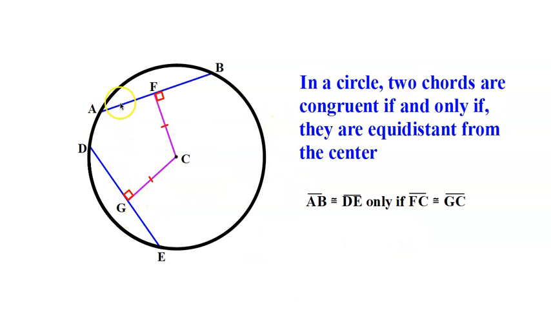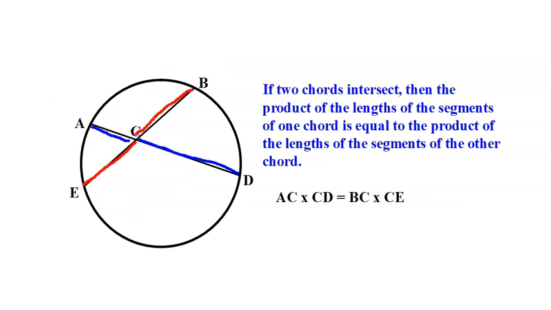Also, two chords are congruent if and only if they are the same distance from the center of the circle. And so if AB is congruent to DE, then you know that these two distances are the same. And lastly, if two chords intersect, then the product of the segments of one chord is equal to the product of the segments of the other chord. So this piece times that piece is going to equal this piece times this piece.